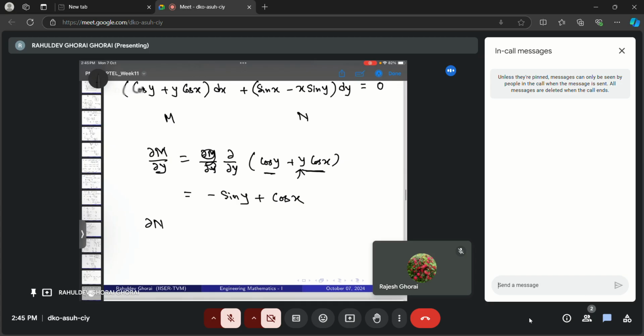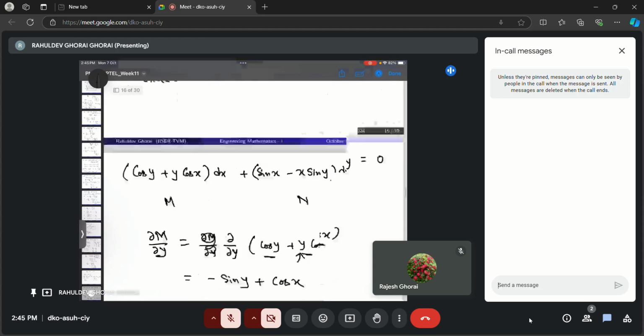Similarly, if you do del N del x, that will be, first, the derivative of sin x is cos x, minus x times sin y means minus sin y. And you can see this del M del y will be del N del x. So it is exact. So this is the exact differential equation.